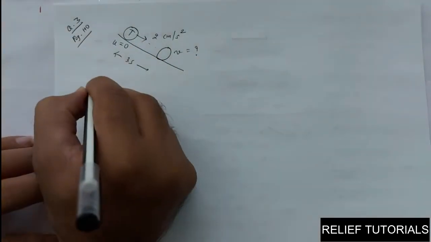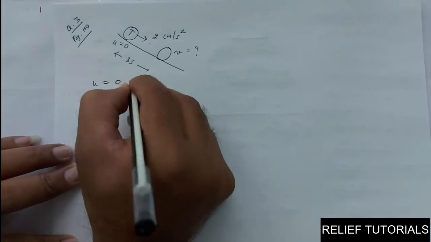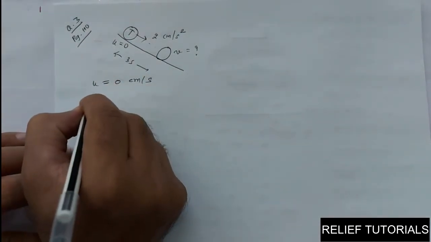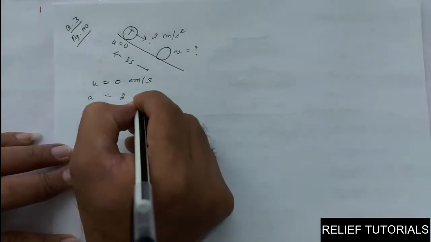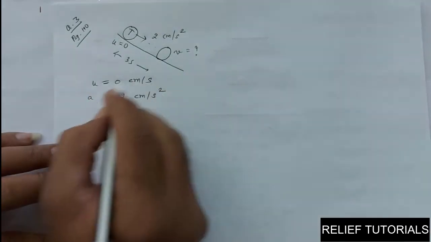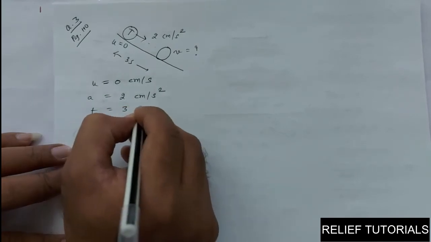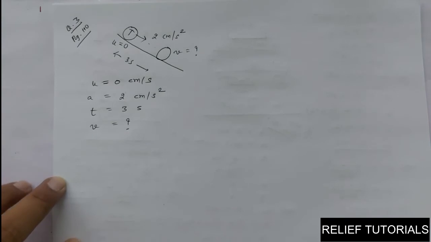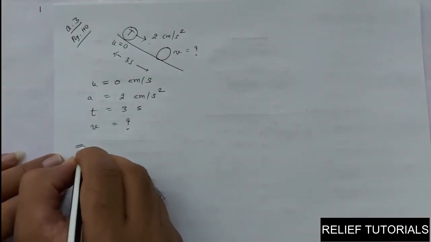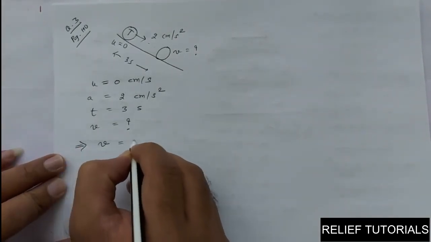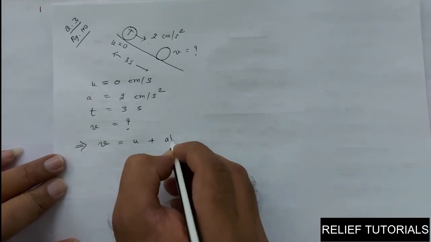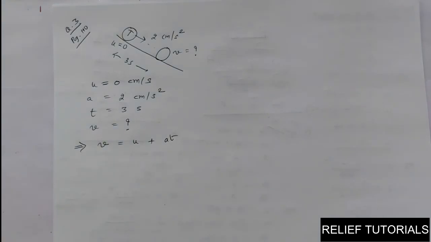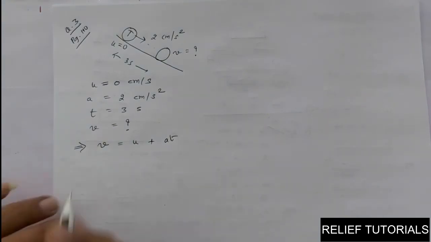So which are the informations? U is given as 0 cm per second. Acceleration is given as 2 cm per second square, and time is 3 seconds. And you have to calculate only V. So I think it's very easy to calculate. V is equals to U plus AT, the first equation. V is our question, so U, A, T, everything is given. Then you just put the values.